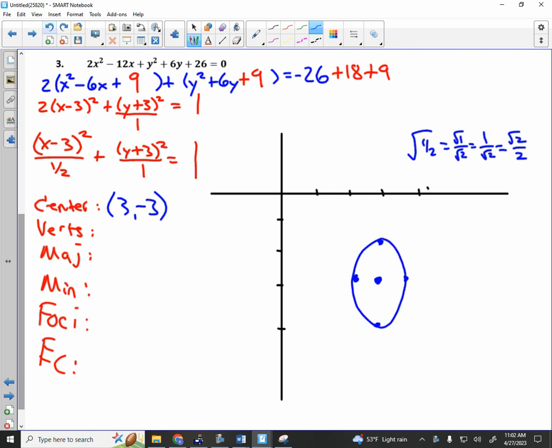Now I can draw my bird's eye, whatever you want to call it. So are the vertices on the sides or the top and bottom? Top and bottom, because that's where it's stretched more. What's the location of those vertices? 3, negative 2. No, wait. Yep. And 3, negative 4. Good. Major axis is the distance from the top to the bottom. 2. Distance of the minor axis is twice this. What is 2 times the root of 2 over 2? Which is the root of 2.